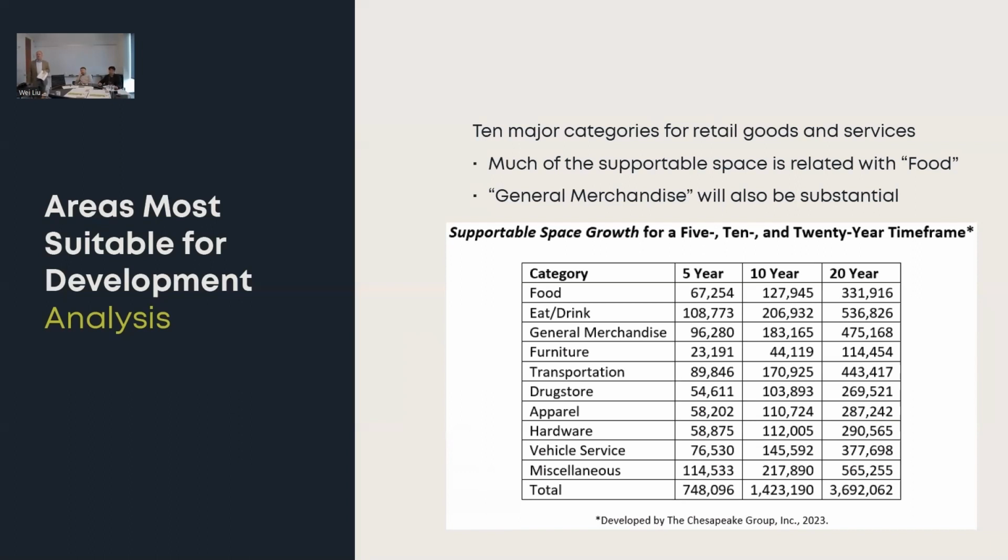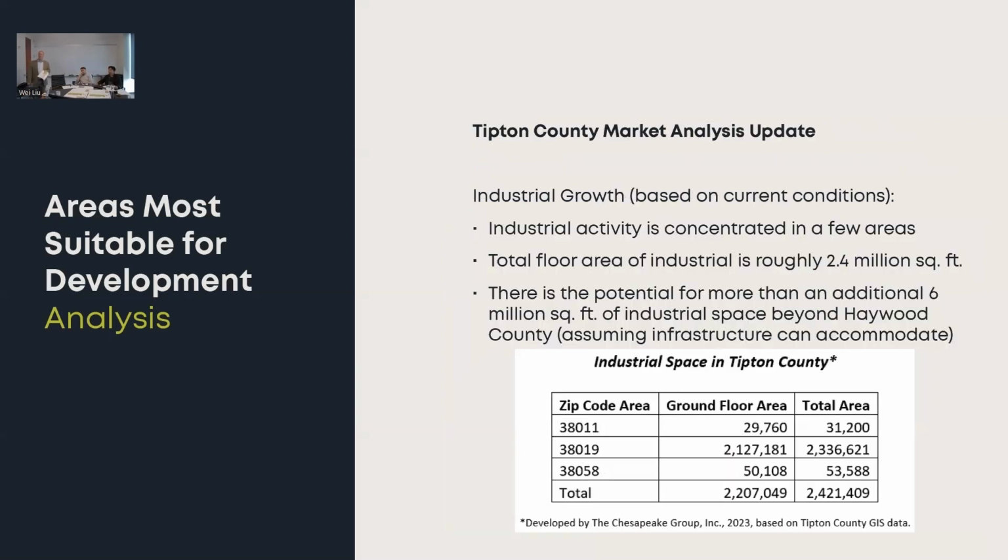And then some of the other ones, general merchandise, furniture, transportation, drugstore, apparel, hardware, vehicle related, and in the miscellaneous at the bottom, which is also fairly large. It's just kind of fill in the blank for anything that may not be listed above. So totaling that 3.7 million square feet.